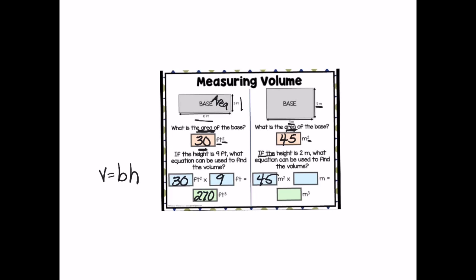If the height is 2 meters, what equation could be used to find the volume? Well, we could go volume equals base times height. And what is our height? Our height is 2 meters. 45 times 2 is, anybody have it? 90 meters cubed. All right, so go and try these on your own, see how you do, and if you have any questions at all, please ask.